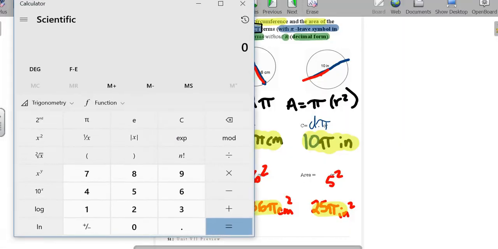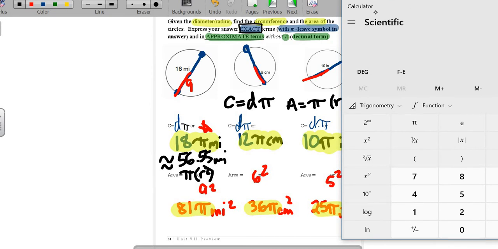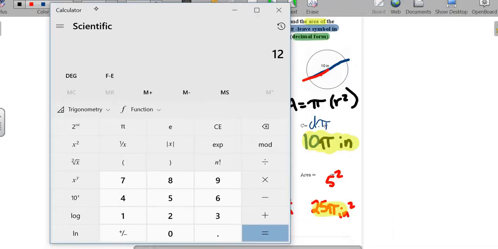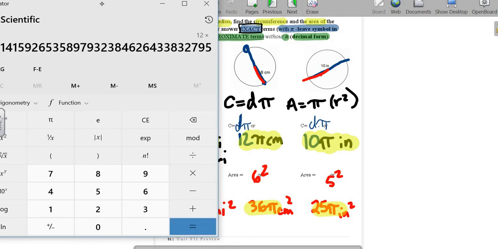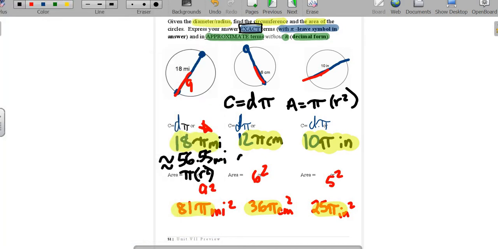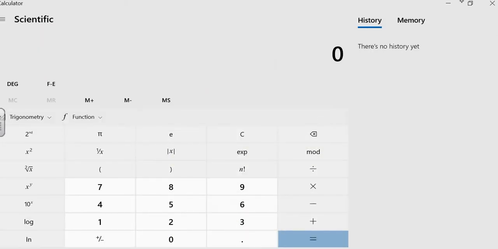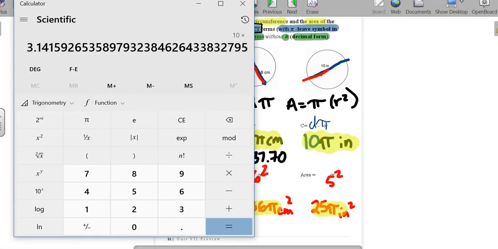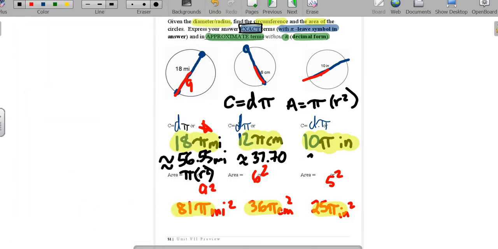Ready? Again, on your calculator, see if you get the same thing. We're going to go 12 times pi equals 37.699, rounding to the second decimal place, that's going to be 37.70. So approximately 37.70. 10 times pi, that's approximately 31.42. Approximately 31.42 inches. These are all the approximations.